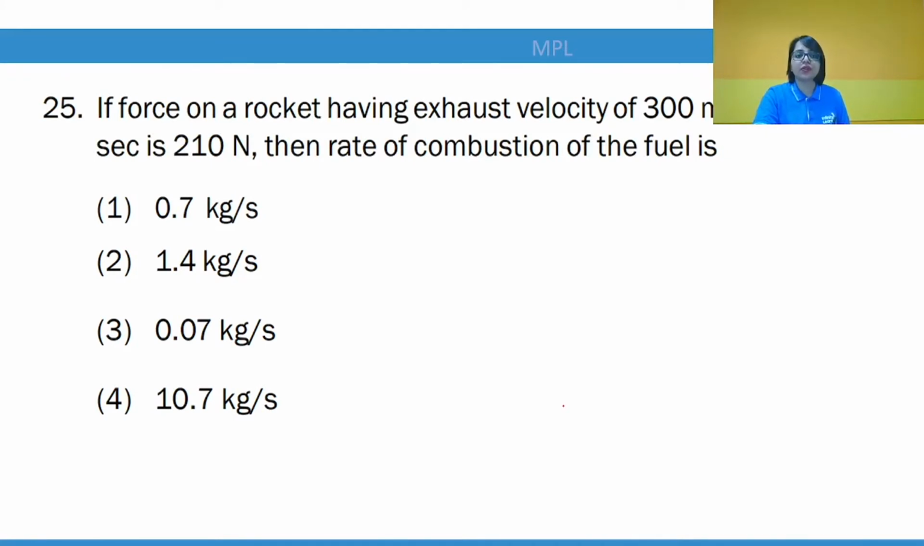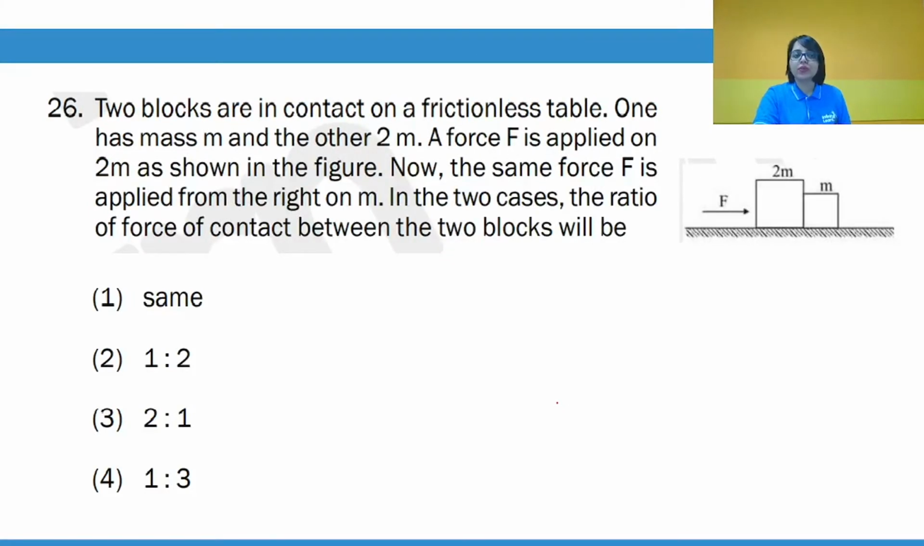Next is question number 25. If the force on a rocket having exhaust velocity of 300 meter per second is 210 Newton, then the rate of combustion of the fuel is. So dm by dt into velocity is equal to force, that is 210. So dm by dt will be 210 divided by 300, that is equal to 0.7 kilogram per second, which is option 1.